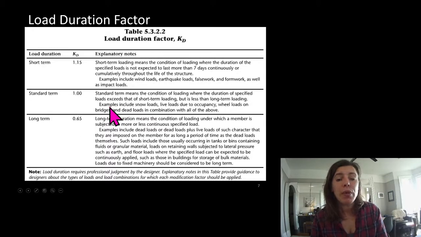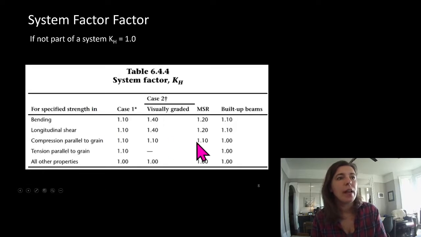We talked about the load duration factor, and I said standard is standard. Unless I tested you on something different, it's going to be standard. If it is not part of a system, the system factor is one. So if it's not a stud or it's not a joist, it's not a system, and we would use a factor of one. If you see the word stud or the word joist, it can ring a bell that it is probably going to be part of a system.